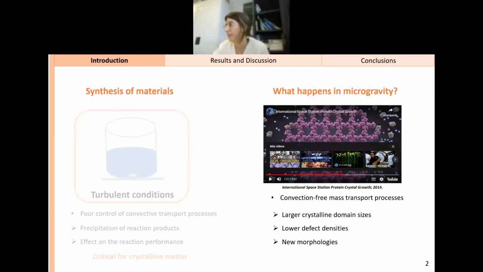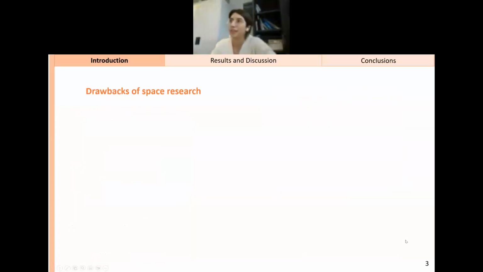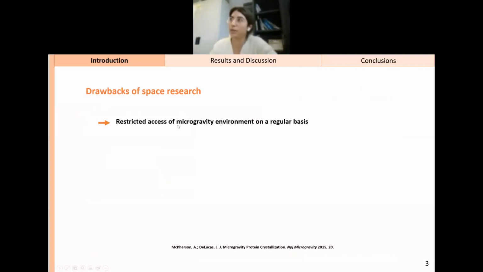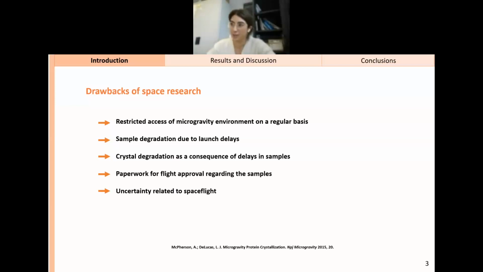After this introduction, I wanted to point out some drawbacks of space research that include mainly the restricted access to a microgravity environment on a regular basis, potentially the sample degradation due to launch delays, the crystal degradation as a consequence of these delays, the whole paperwork for flight approval regarding the samples, the uncertainty related to space flight, and also the cost of all of it.